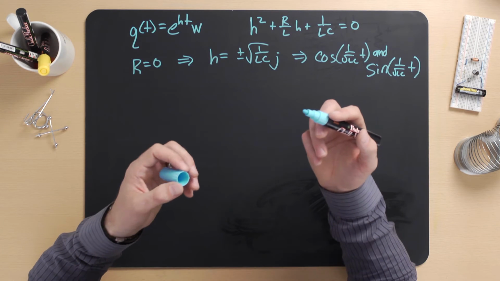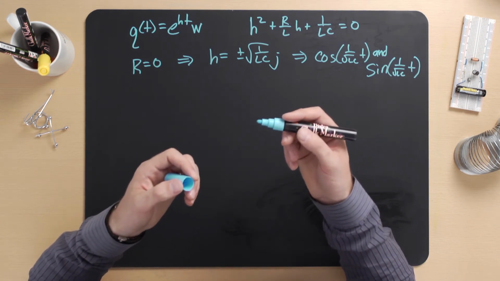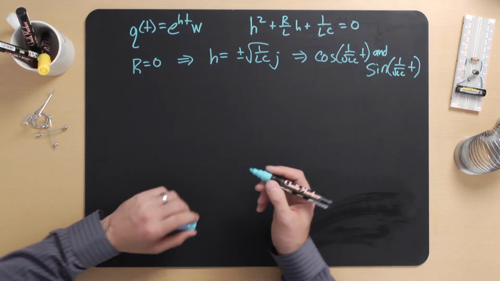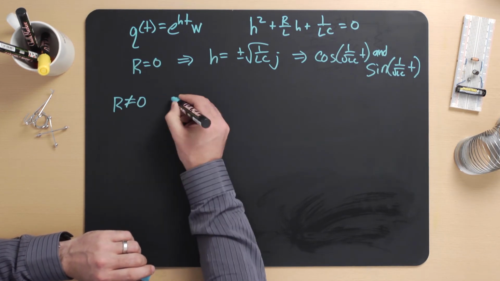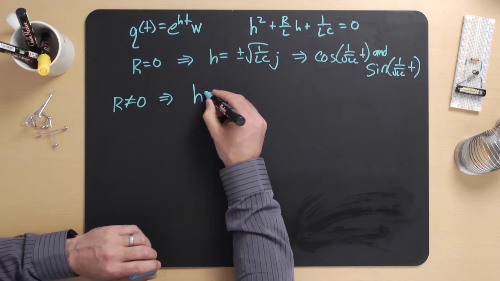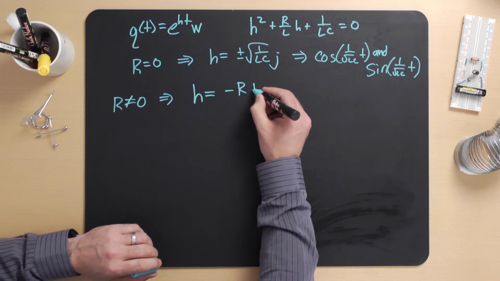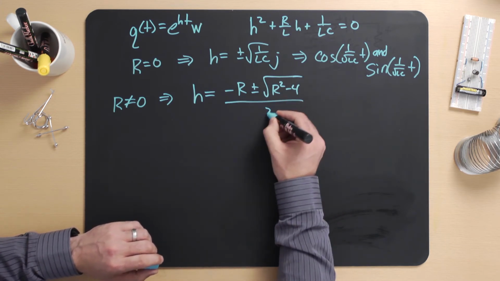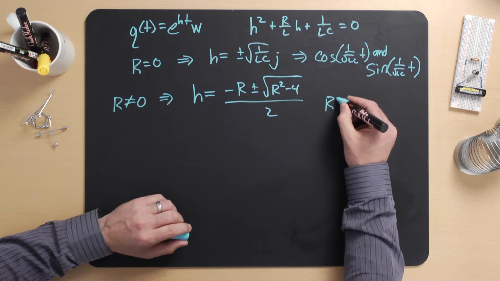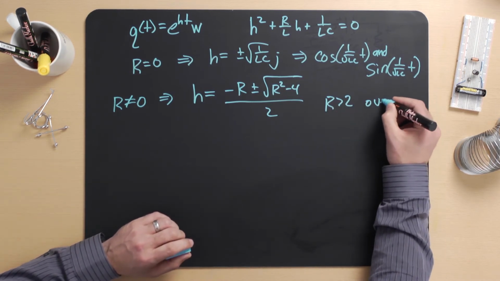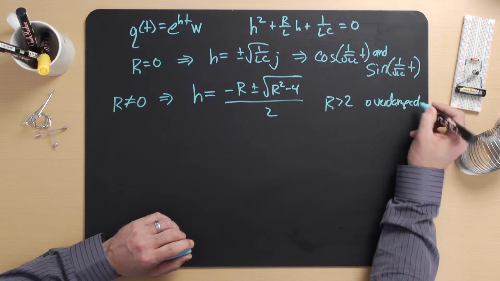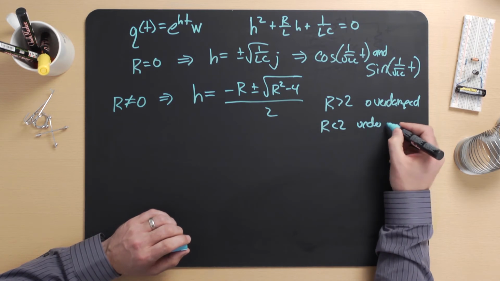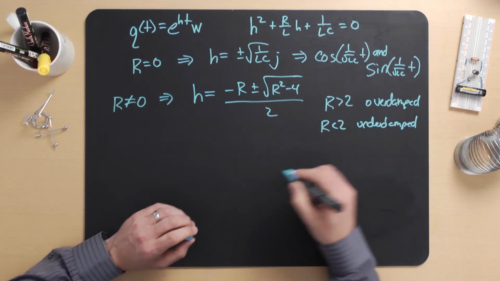Now, if I have R not equal to 0, then I can use the quadratic formula, just like we did with mechanical systems, to solve for h. Let's set L equal to 1 and C equal to 1. Then we get R not equal to 0 implies that h is equal to minus R plus or minus the square root of R squared minus 4, all over 2. That means that if R is greater than 2, we're overdamped. That means no oscillations. Whereas if R is less than 2, we're underdamped. And you should expect decaying oscillations as a function of time.